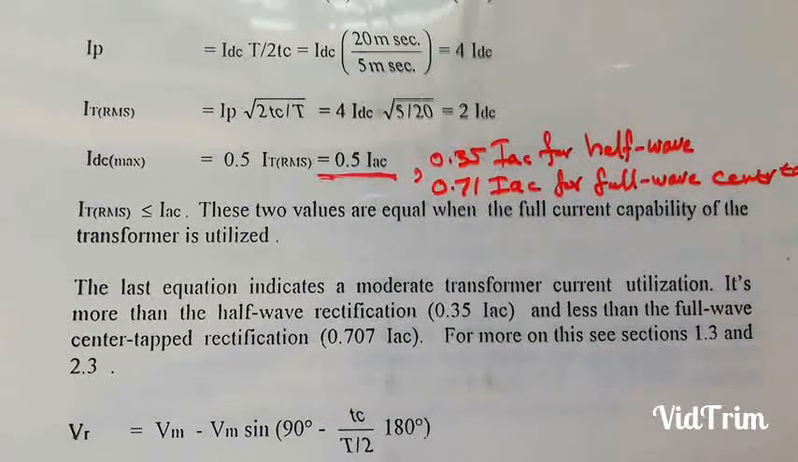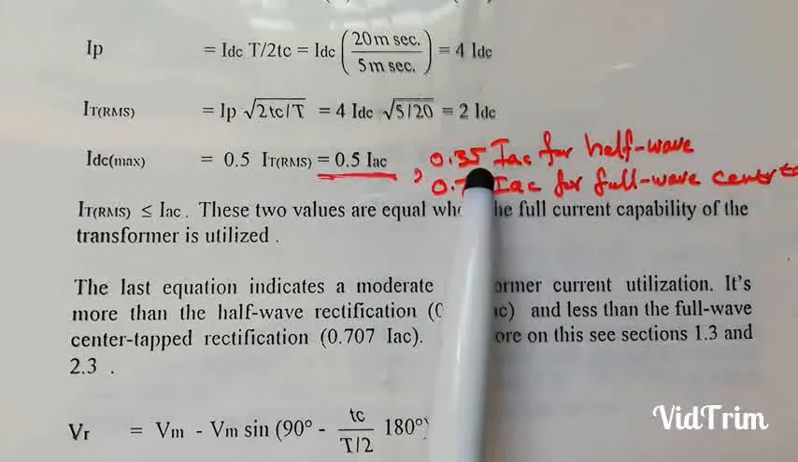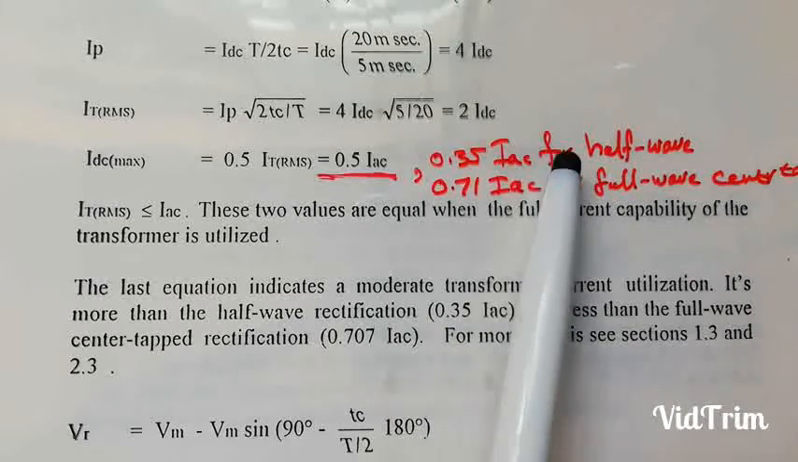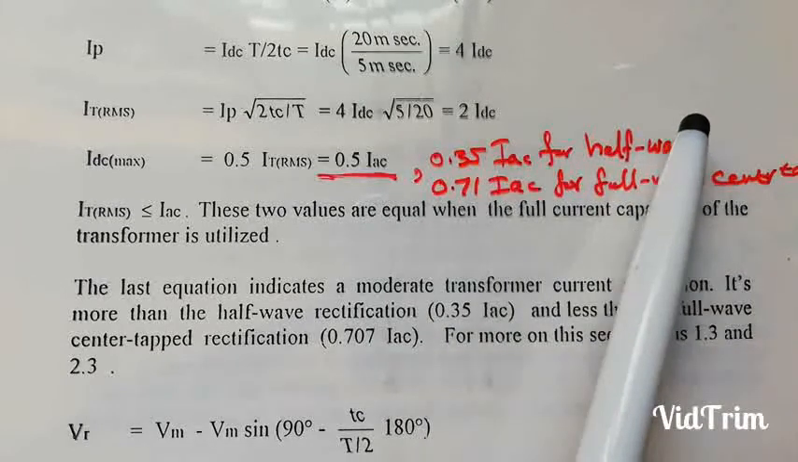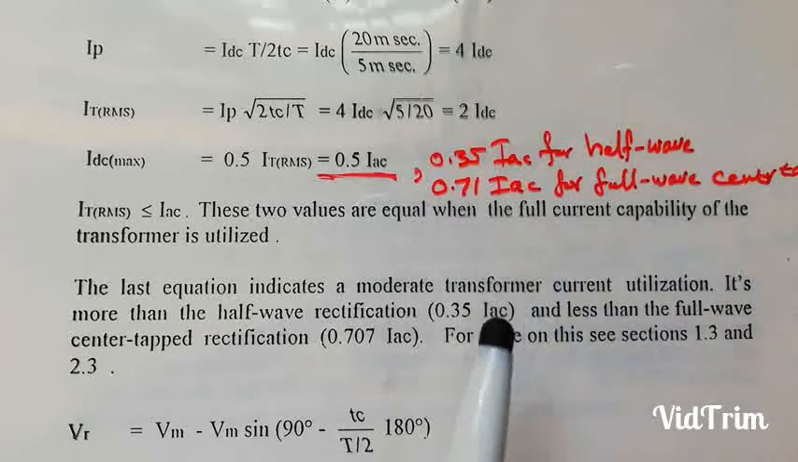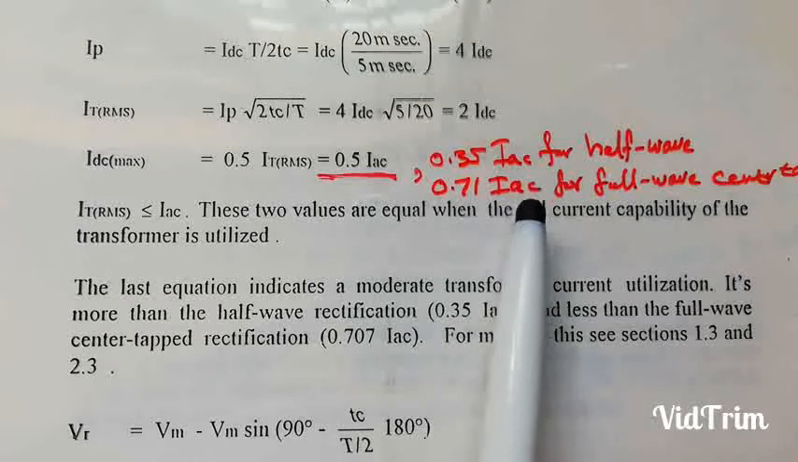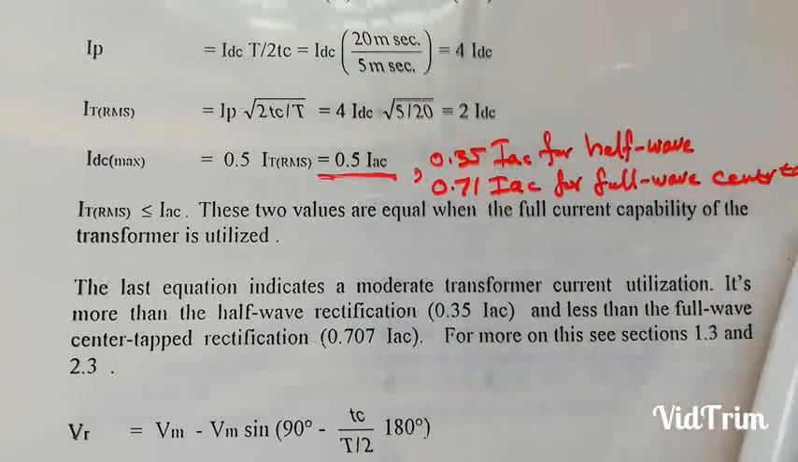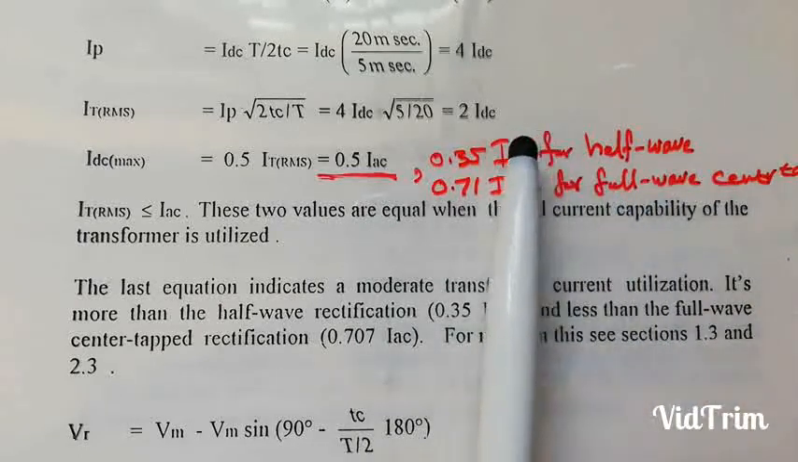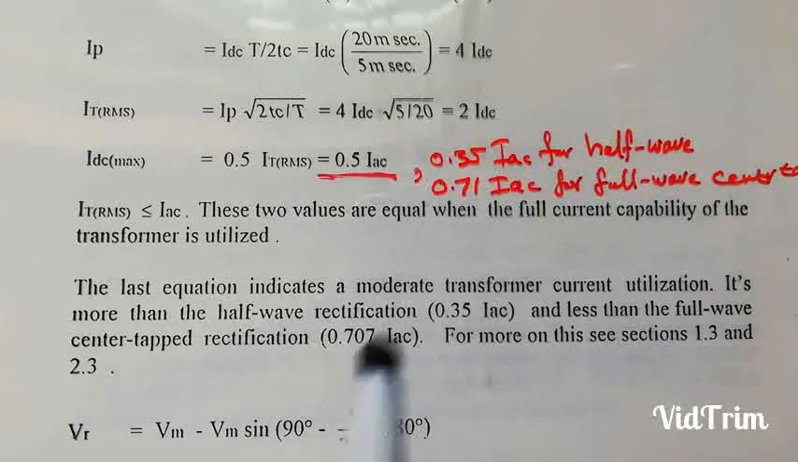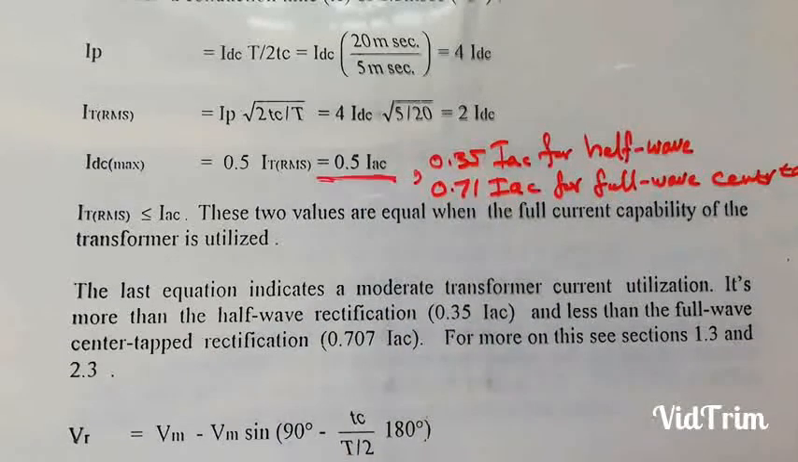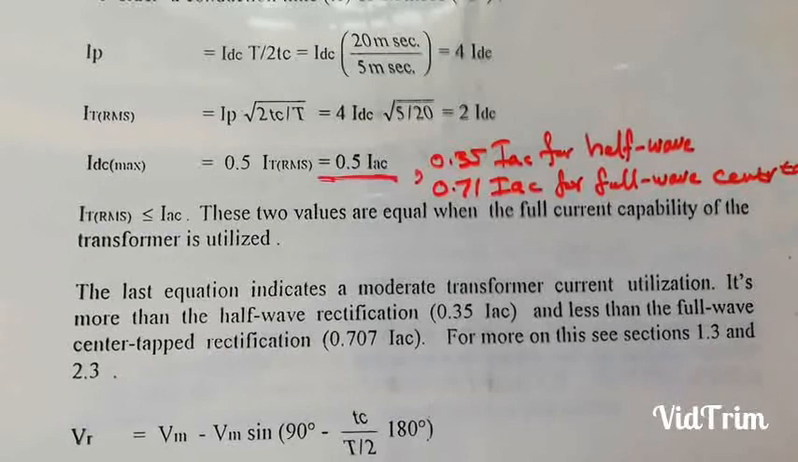Okay, now the same thing for other types discussed in previous lectures. You can get 0.35 of the IAC when you use a half-wave rectifier type of power supply. You can get 0.71 of the IAC for a full-wave center-tapped power supply. This is just information to be able to compare between the types of power supplies.